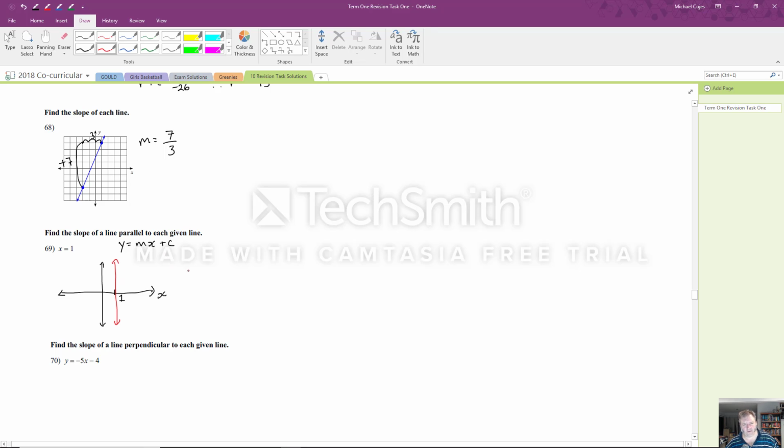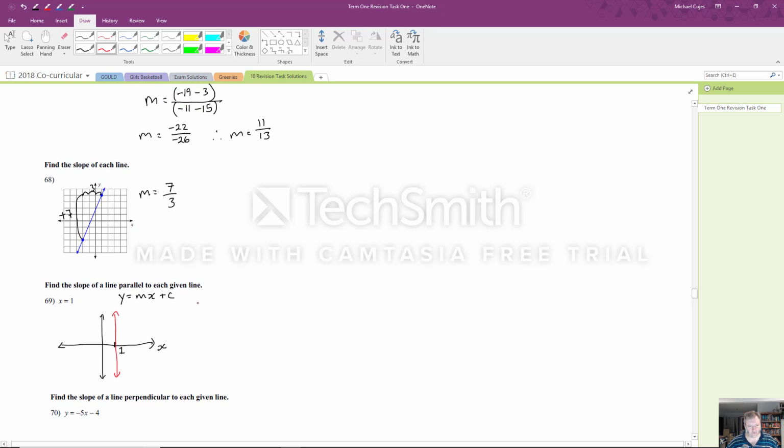Now, what's special about the gradient of a vertical line? Well, remembering back to our gradient equals our rise over our run, if the run is 0, that would give rise over 0. We know that division by 0 is undefined, so therefore the gradient of a vertical line is undefined.